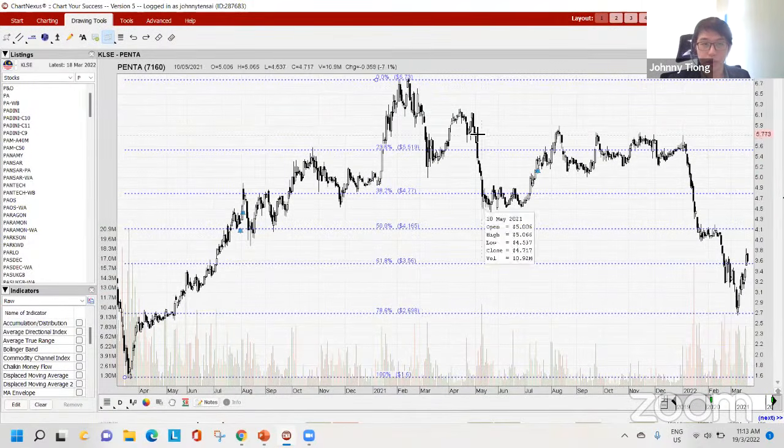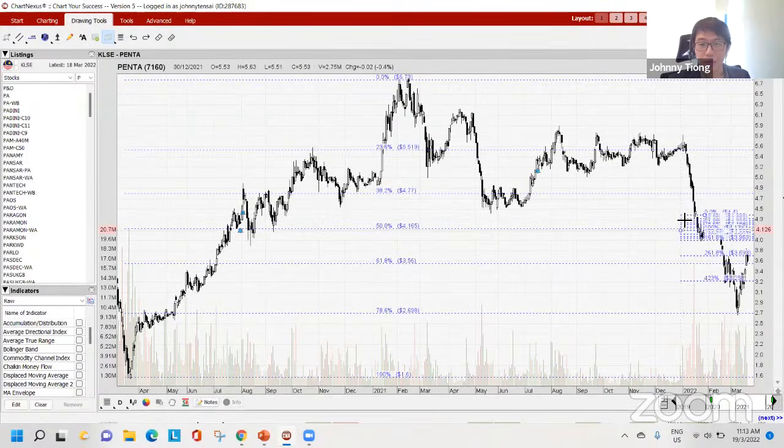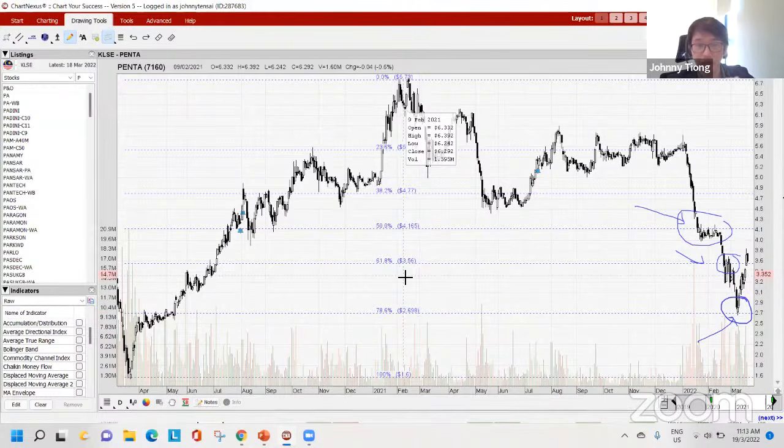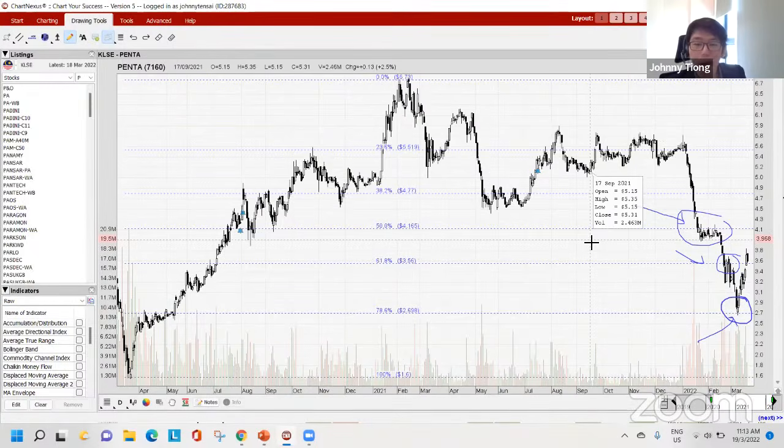So at 50%, we can shoot our first bullet here. And then at 62%, we can shoot our second bullet, if you have more bullets. This is just for illustration purposes because we never know when is the lowest. This Fibonacci is just coincidentally accurate.